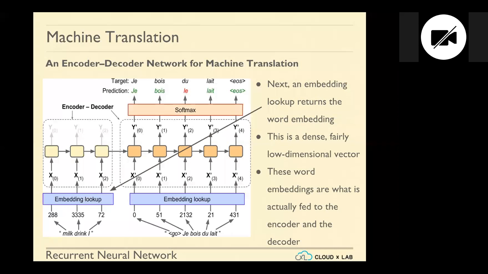Next, an embedding lookup returns the word embedding. As soon as we feed these words using embedding lookup, these numbers, 288 and 72 and 335, will be converted into a vector of decimal numbers. That's the embedding. This is a dense, fairly low dimensional vector. These word embeddings are what it actually feeds to the encoder and the decoder.